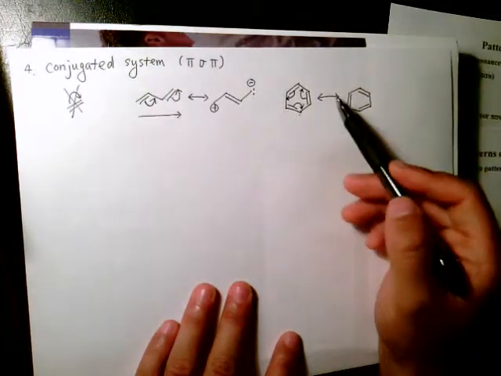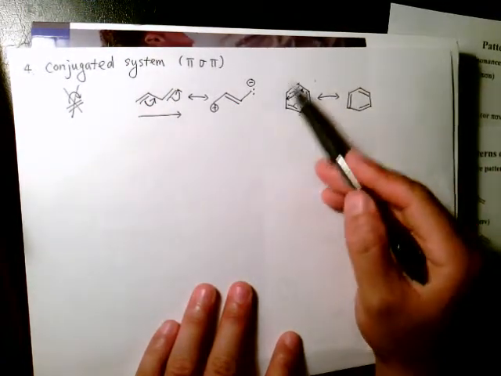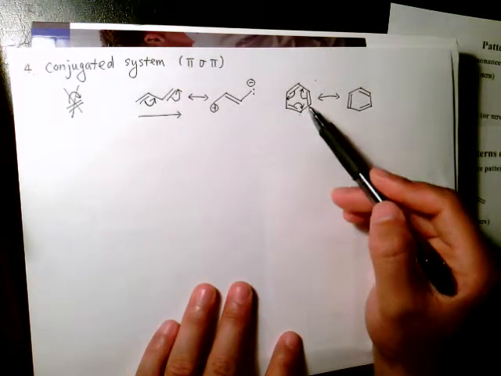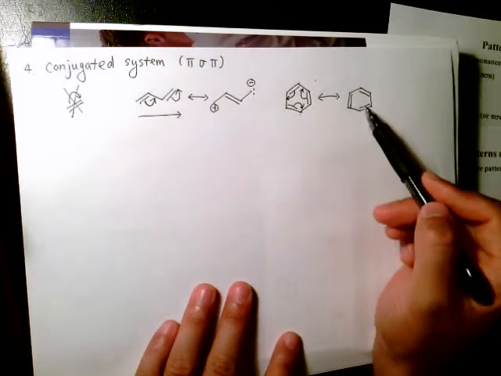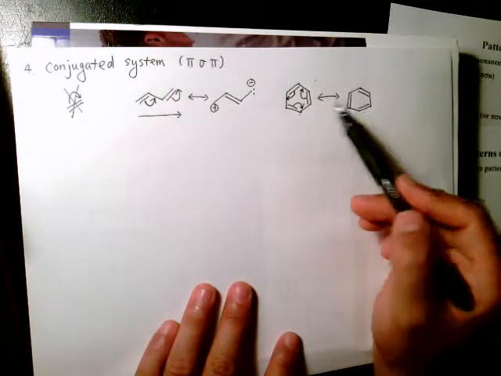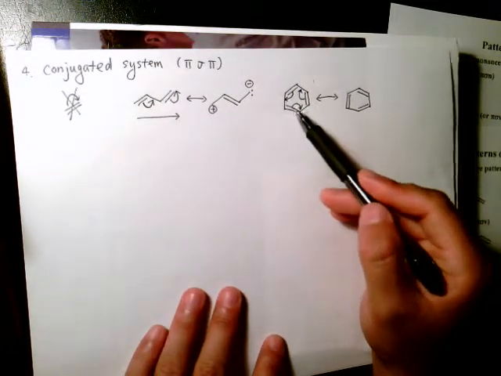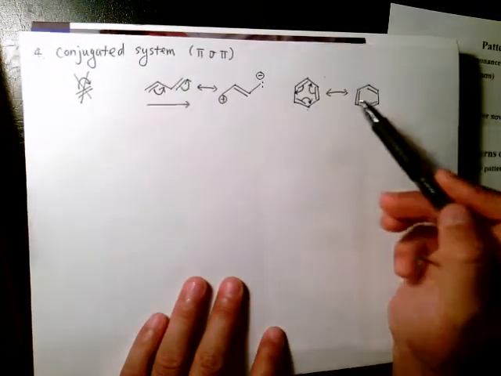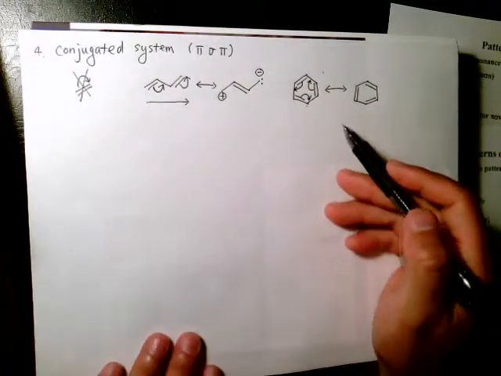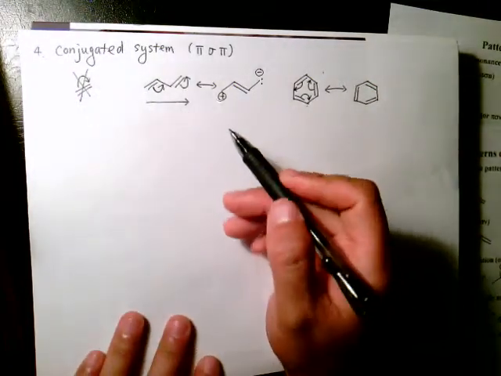So that is why if you have an aromatic system, a closed ring, it is commonly a very good idea to draw resonance structures. And that is also why this benzene compound is extremely stable. So that is our conjugated system.